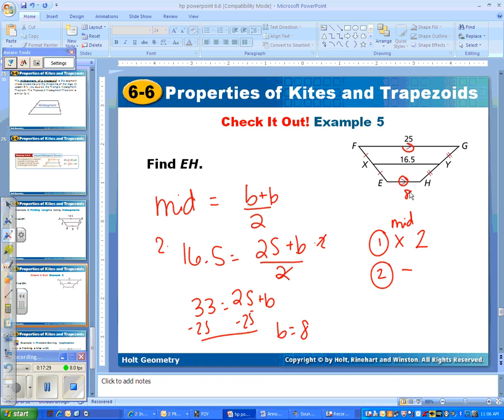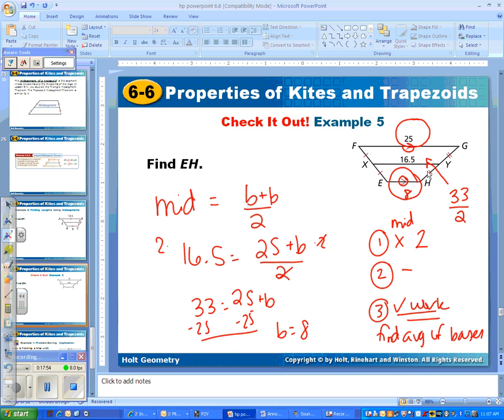Now to check your work, all you guys are going to do is what we just did before. This base is 8, and this base is 25. Just find the average. So 8 plus 25, that's 33. Then we had two bases, so divide it by 2, and bam, we get 16.5.